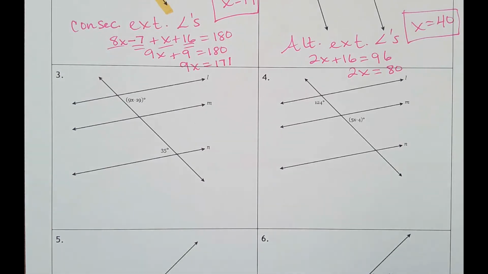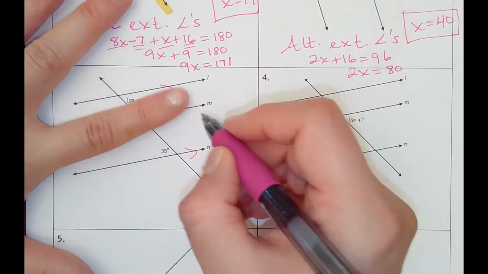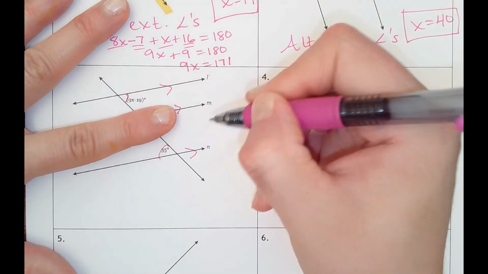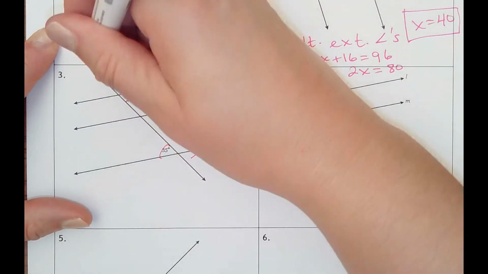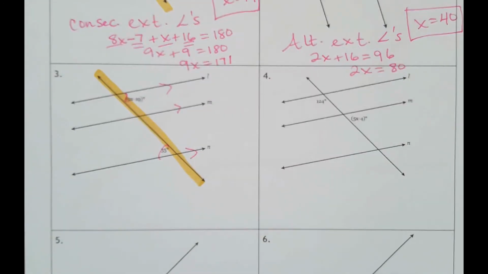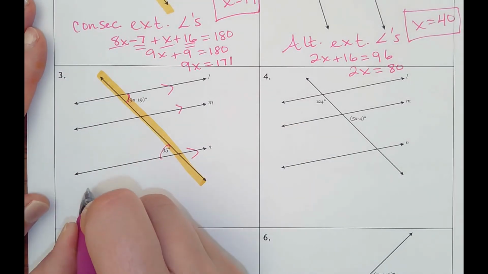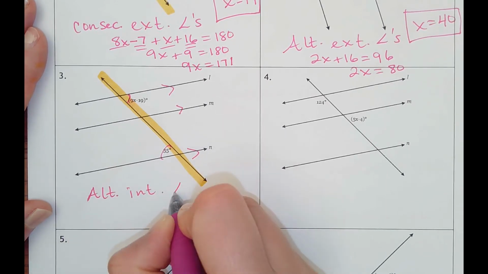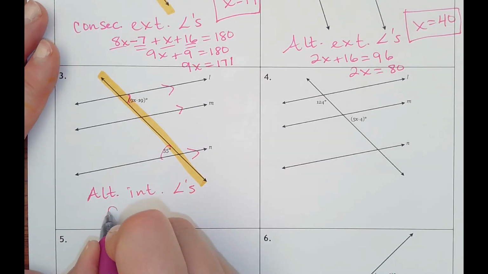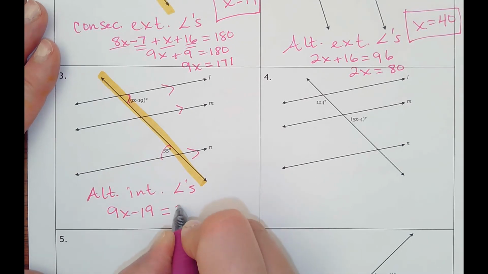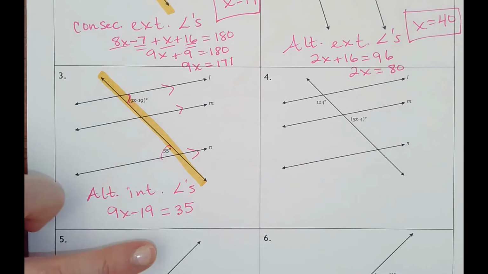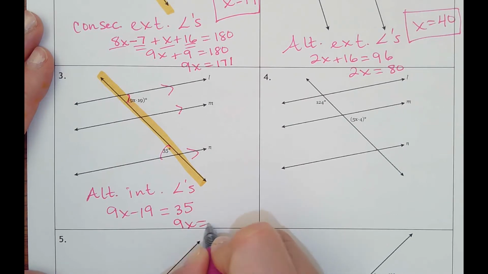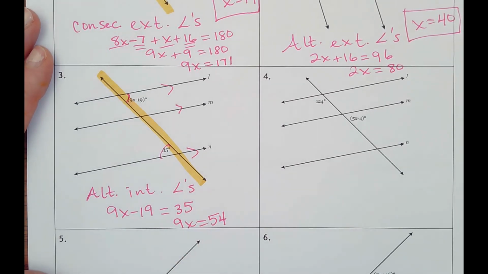All right, number 3, we are ignoring line M. It's not doing anything for us. It's just parallel as well. I've got an angle here, so that's inside the parallel, and I've got an angle here. This is my transversal. And so they're on opposite sides of the transversal inside the parallel line, so those would be alternate interior angles. Every time they're alternate, they are congruent. So we'd have 9x minus 19 equaling 35. Add 19 to 35, which would be 54. 54 divided by 9, 6.